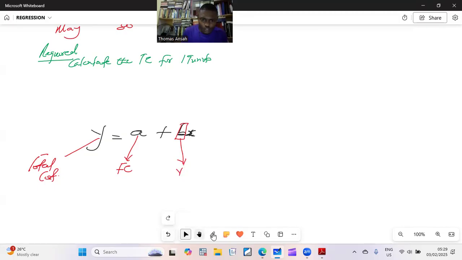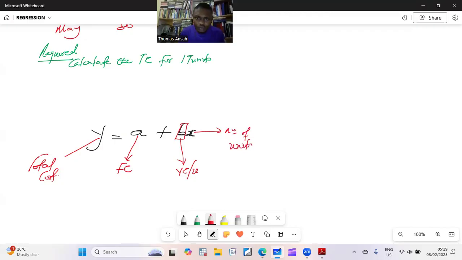Variable cost per unit, is that not it? Per unit of X. So X, therefore, will be what? The number of units. All right, because variable cost varies with units. So basically, that is that.